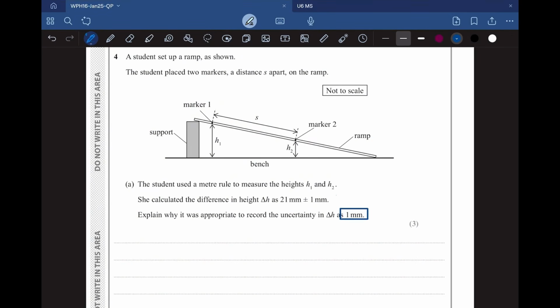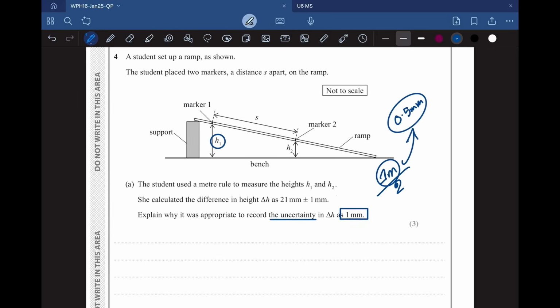Now we know the resolution of a meter rule. To calculate this h, the student was definitely using a meter rule, right? And we know the resolution of a meter rule is 1 millimeter, and they're asking about the uncertainty. Okay, uncertainty is the half resolution. So half resolution means 1 divided by 2, which is equal to 0.5 millimeter.